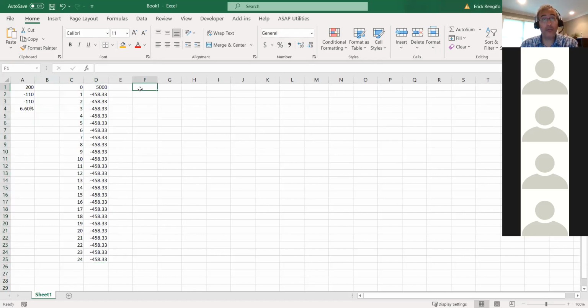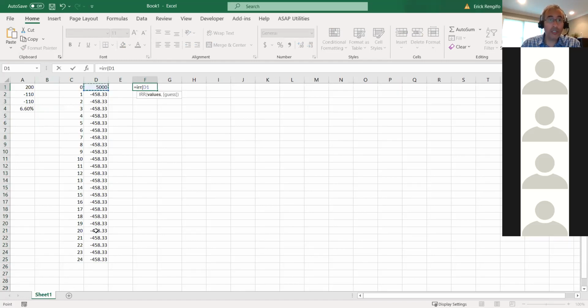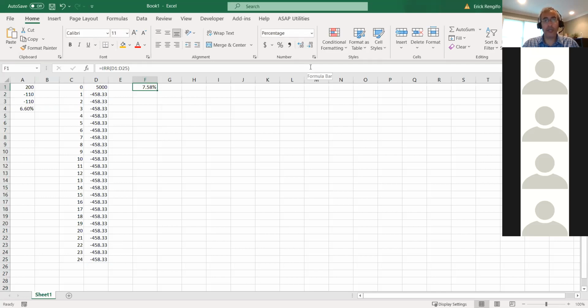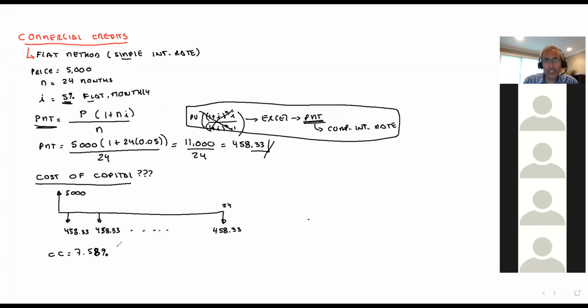Okay, from here, once you have this cash flow, it's very simple. It's the internal rate of return. You simply block all this part here, and let's give it a couple of decimals. 7.58%, completely right. So what is this 7.58%? This is the real interest rate that you're paying, guys. You're not paying 5%. You're paying 7.5% monthly.